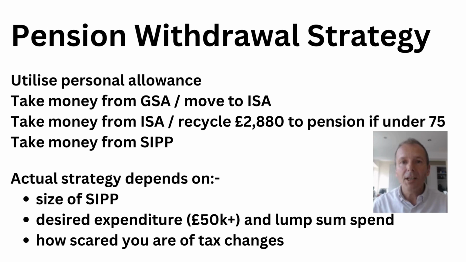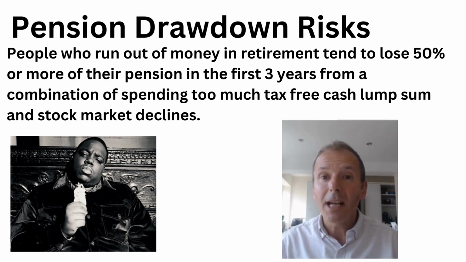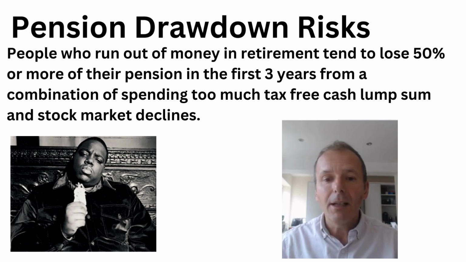Also, your desired expenditure in retirement and whether it's over 50k, so you're in the 40% marginal tax band, and whether you've got large lump sum expenditure you might want to take, and also how scared you are of future tax changes. There are pension drawdown risks, and specifically people who run out of money in retirement tend to lose 50% or more of their pension in the first 3 years from a combination of spending too much tax-free cash lump sum and also stock market declines. So don't be like Biggie Smalls and have mo money, mo problems.